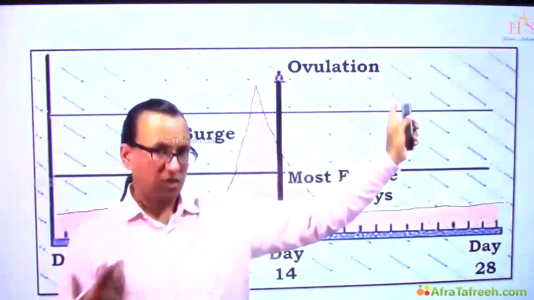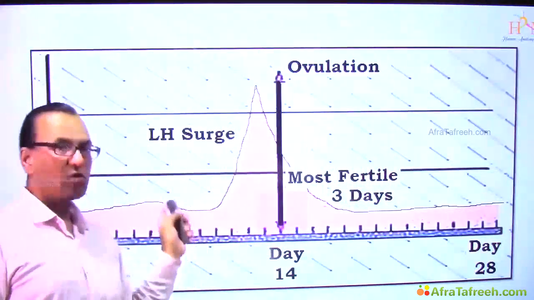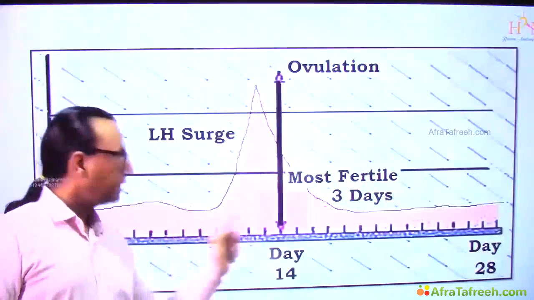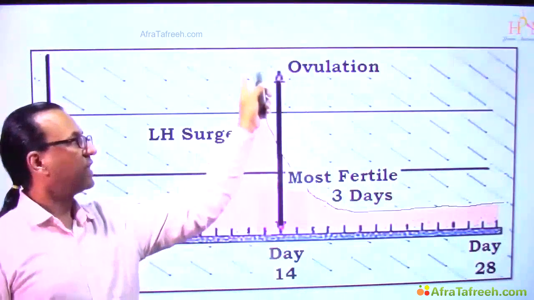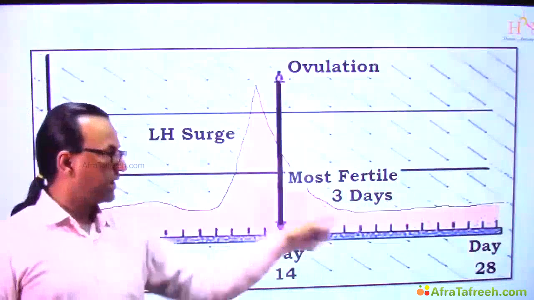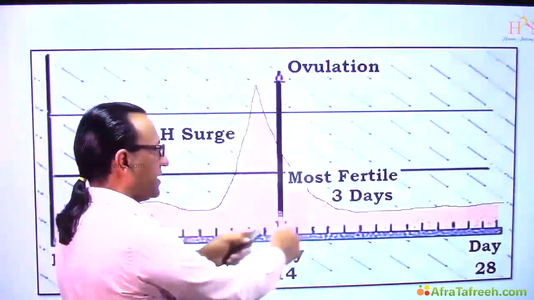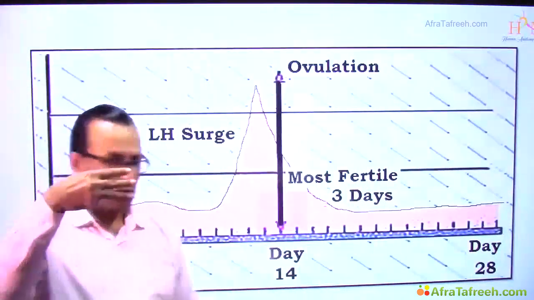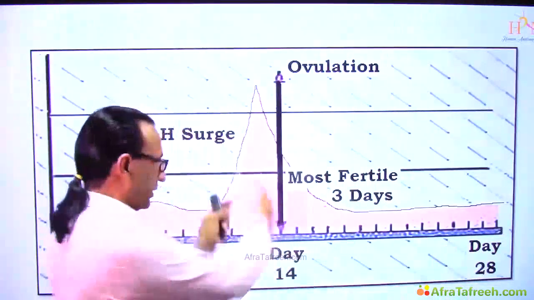Just before the ovulation, there will be a sudden increase in the LH hormone concentration, which is called LH surge. Then there will be LH peak, the highest concentration just before ovulation, and then the level of the LH hormone will descend down. Let us make this diagram. In this diagram, we'll also notice there is a fertile period, and that is 3 days. In total of 28 days, the fertile period is to be discussed.